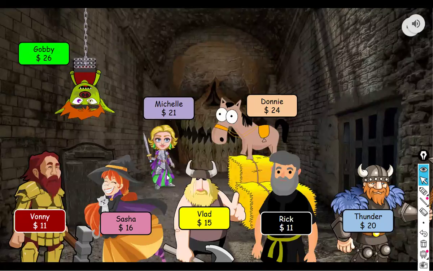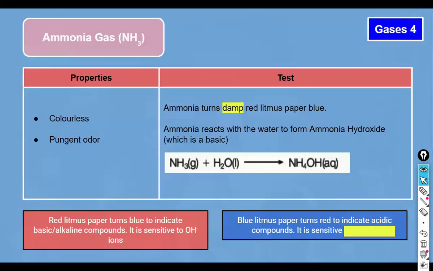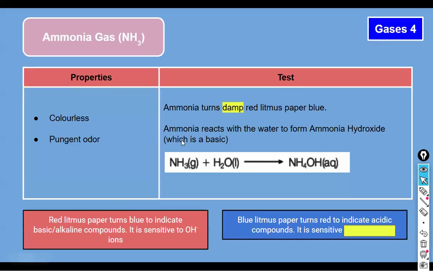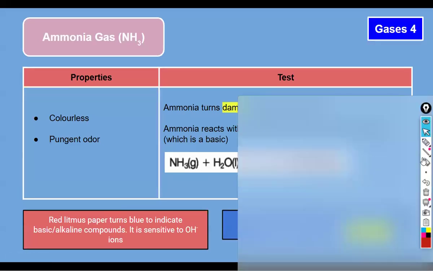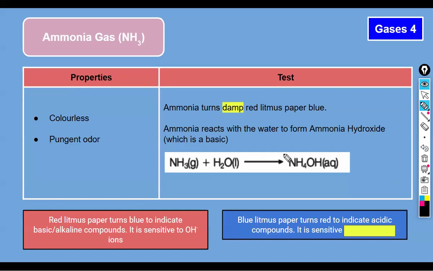All right, let's go. Let's do some more boring qualitative analysis. So the next gas that we have to know about is ammonia. Right now, ammonia is NH3. I'm hoping everyone knew that by now, right? So unlike all the other gases we did, carbon dioxide, oxygen, and hydrogen, ammonia has a pungent odor. Yes, it does burn your nose. When you smell it, it literally burns your nose.